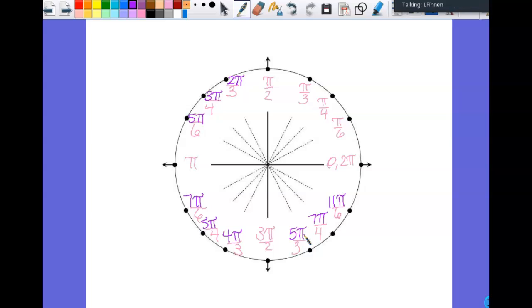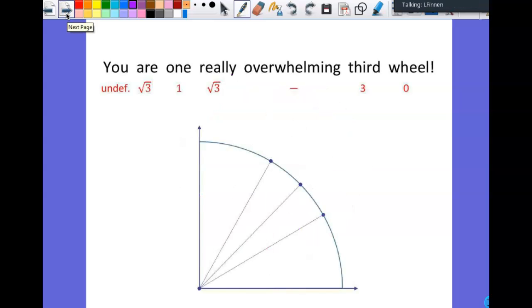All right, so one last thing today. You are one really overwhelming third wheel, okay? I had a student last year show me this. She learned this from somebody else. I thought it was kind of funny. It's a good way, so I showed you your hand trick for your sine and cosine, right? This is going to help you with tangent. So let's go ahead and get our angles in here. So this is 0, 2 pi, then I get pi sixths, pi fourths, pi thirds, and pi halves.